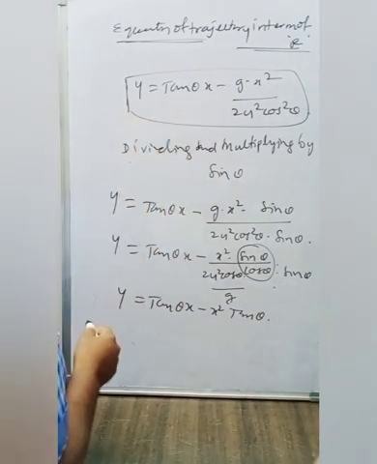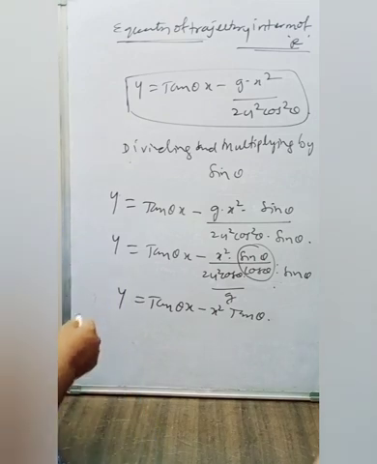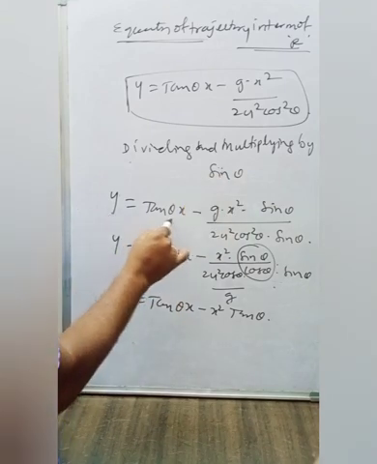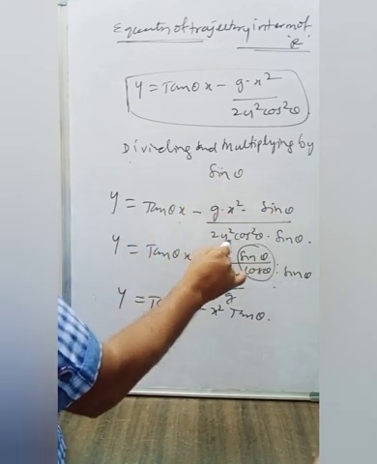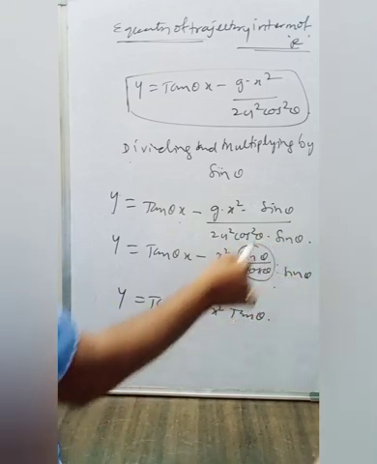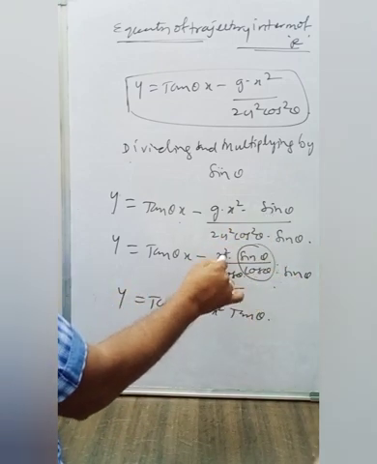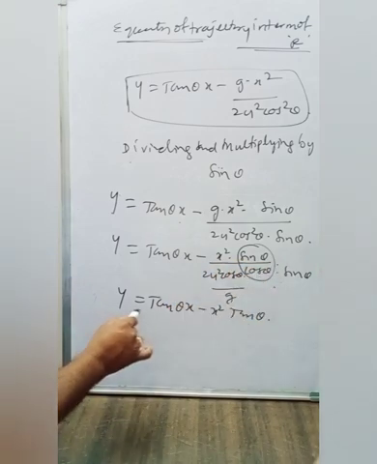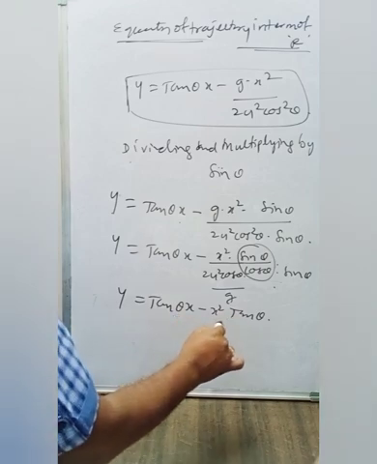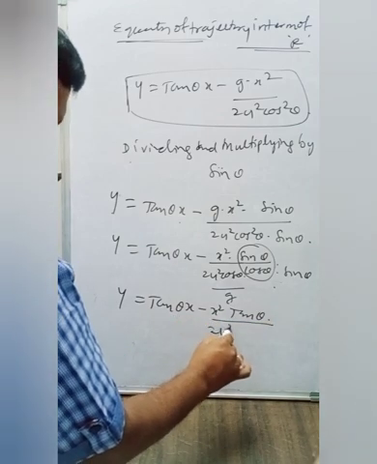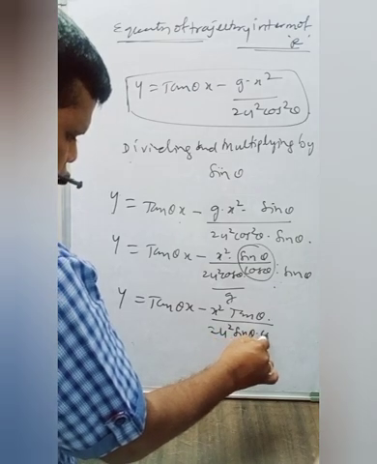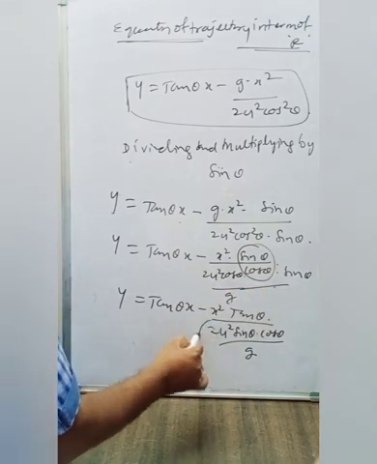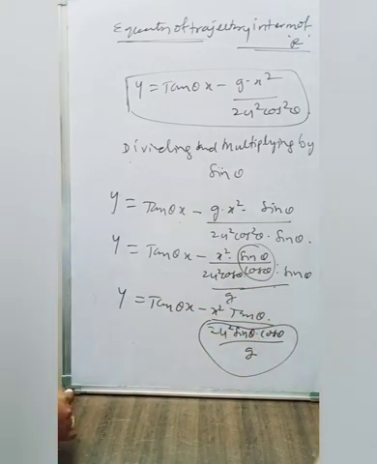Y is equal to tan theta x minus g x square by 2 u square cos square theta. The above equation, dividing and multiplying by sin theta, gives y is equal to tan theta x minus g x square sin theta by 2 u square cos square theta sin theta. But sin theta by cos theta gives tan theta. Then y is equal to tan theta x minus x square tan theta by 2 u square sin theta cos theta by g. So this expression refers to the range of a projectile.